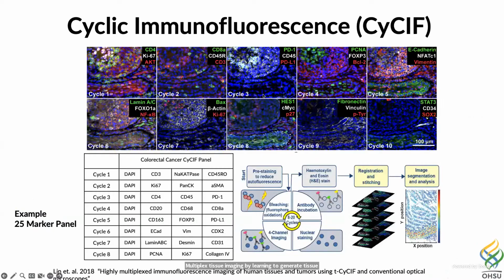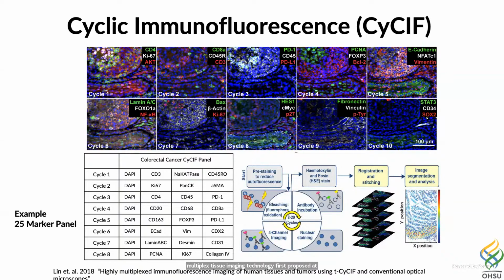So to set up the problem, multiplex tissue imaging is this emerging family of technologies that is really powerful because it allows us to do this single cell analysis within the spatial resolution of tissue. And so the technology that I'm going to be talking about today is cyclic immunofluorescence. This was a multiplex tissue imaging technology first proposed at Harvard Medical School.